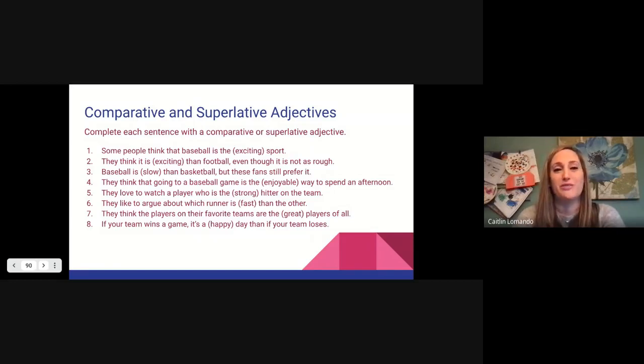Number 8, if your team wins a game, it's a happy day than if your team loses. We're comparing one day to another, so it's comparative. Are we going to add more or er? We would say it's a happier day.